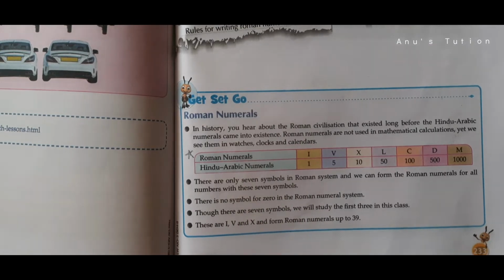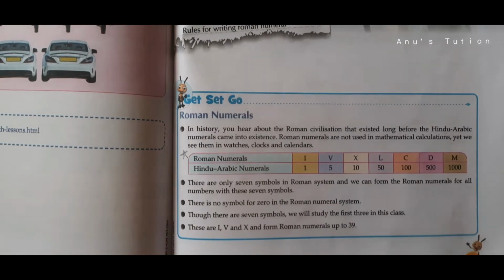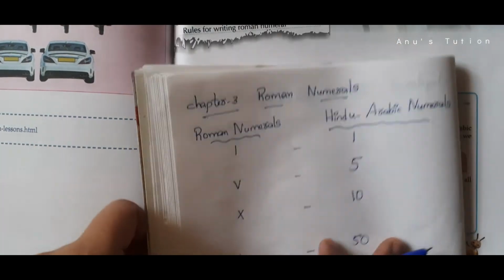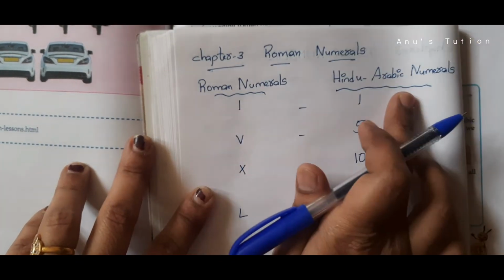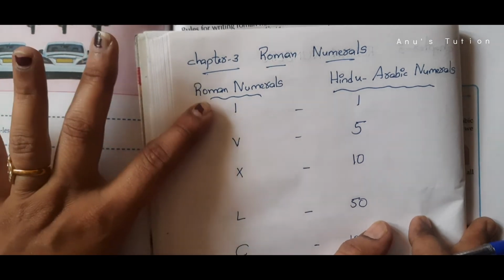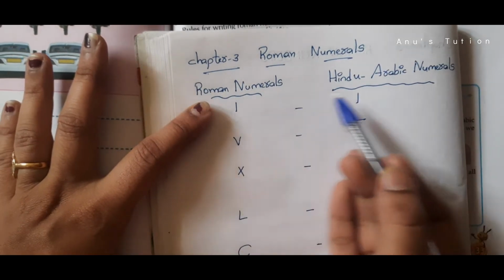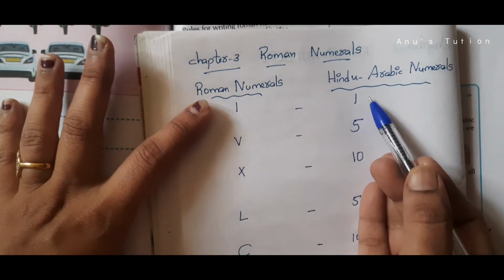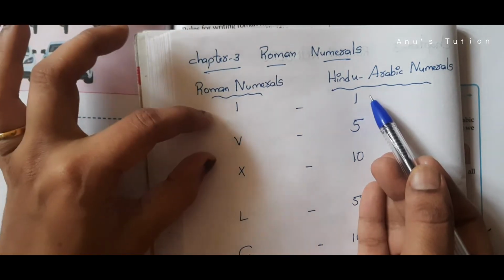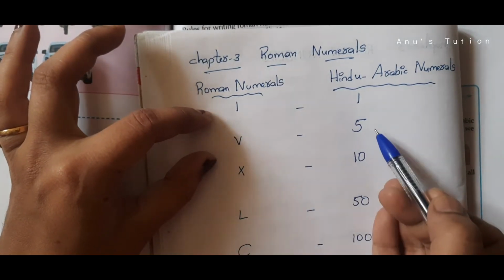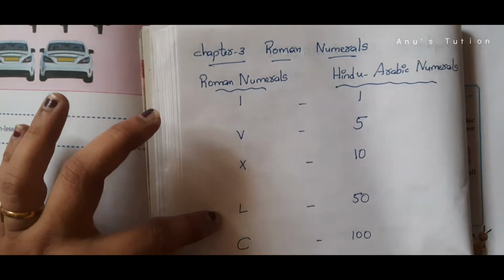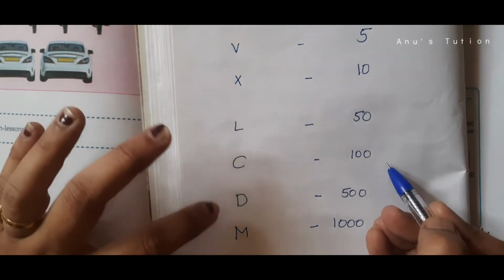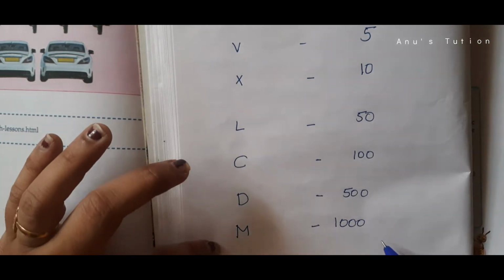Next. See here, all of you, chapter 3, Roman numerals and Hindu Arabic numerals. This is the letter I. I means in Hindu Arabic numeral it is 1. Roman numeral V is nothing but 5. X means 10, L means 50, C means 100, D means 500, M means 1000.